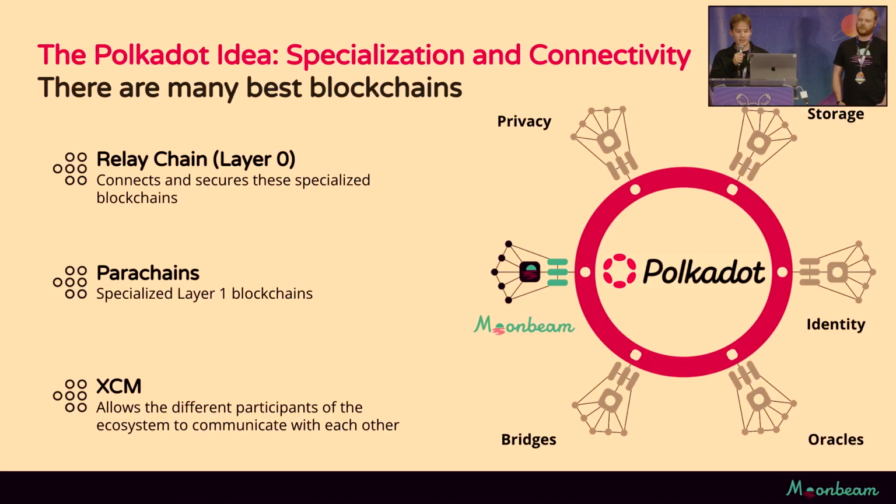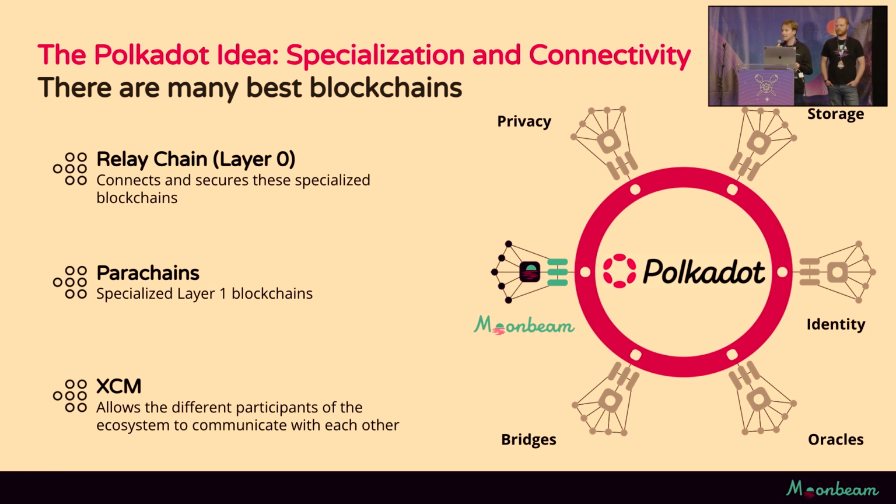So first, let's start with an introduction to Polkadot. The philosophy behind Polkadot is that there are many best blockchains, that they specialize in doing something really, really well, and that if we can find a way to connect them together in a secure and scalable manner, then perhaps we can have an ecosystem that's a lot more valuable than the sum of just the parts. And the way that Polkadot achieves this is through a relay chain.